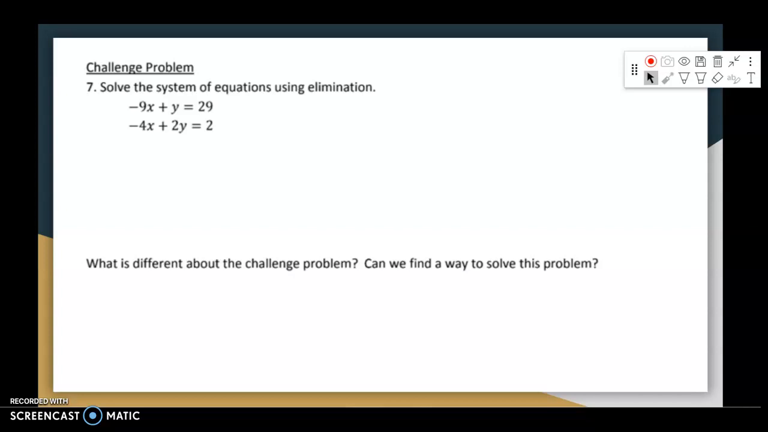Hello, and thanks for clicking on this next part of the solving systems by elimination method. So let's try one that's a little tougher. We know it's tougher because at the top it says challenge problem. All right, so here we go.